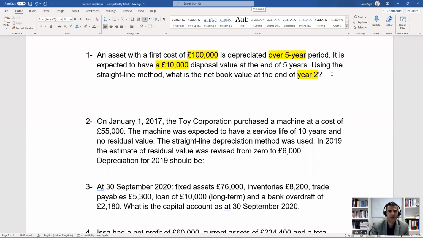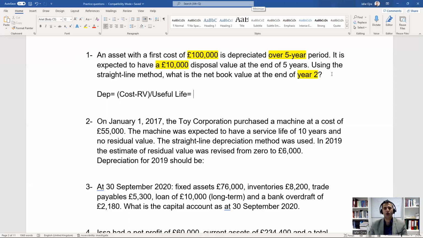All right, let's have a look and calculate depreciation. Depreciation equals... the formula to calculate depreciation based on the straight line method is cost minus residual value, or disposal value, it's the same, yeah? And then you divide by useful life.